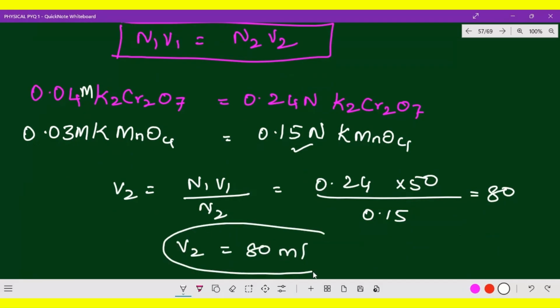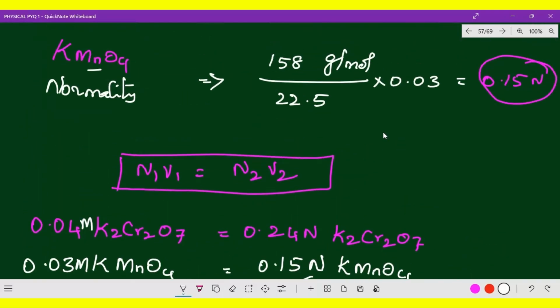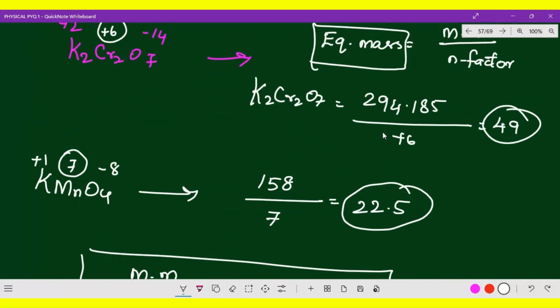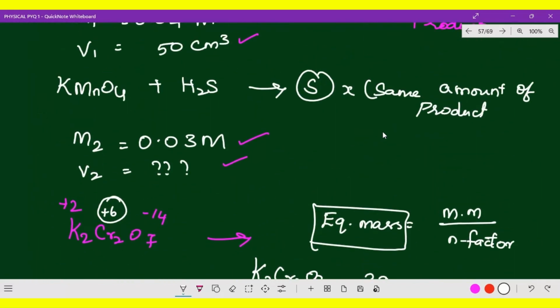I hope you got the clarity on how to identify this. It goes around M1V1, M2V2, where M is molarity. Since they are asking about oxidizers, we have to identify the number of electrons, that is the n factor. When we go for number of electrons lost or gained, we have to go for normality, and in that normality we have to identify the equivalent mass. It is going around, but I hope you got the idea. If you write down the data, it will be easy for us to identify the answer.